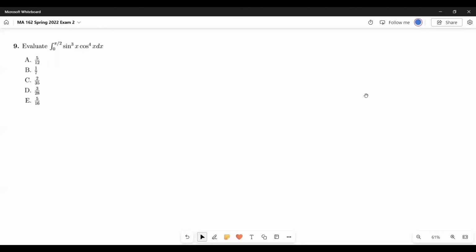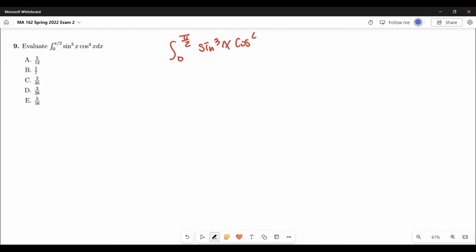Okay, this question asks to evaluate the integral from 0 to pi over 2 of sine cubed x cosine to the fourth x dx. So let's write it: 0 to pi over 2, sine cubed x cosine to the fourth x dx. The small tip for this question is that when you see the odd power, that will not be your u. u will be the other one that has an even power. So let's put u equals cosine x and du equals negative sine x dx.